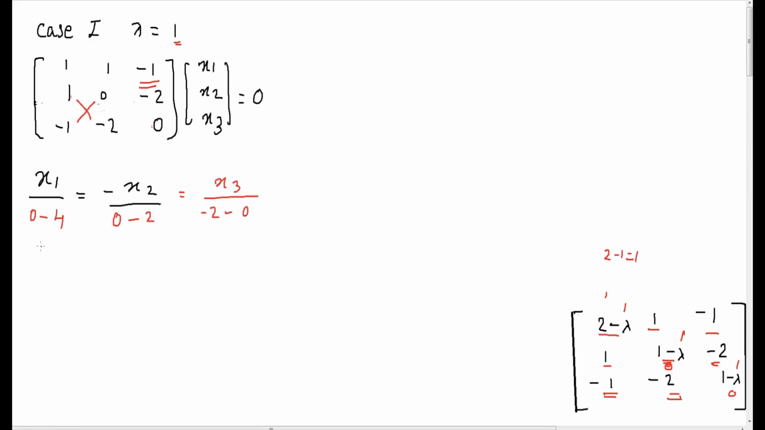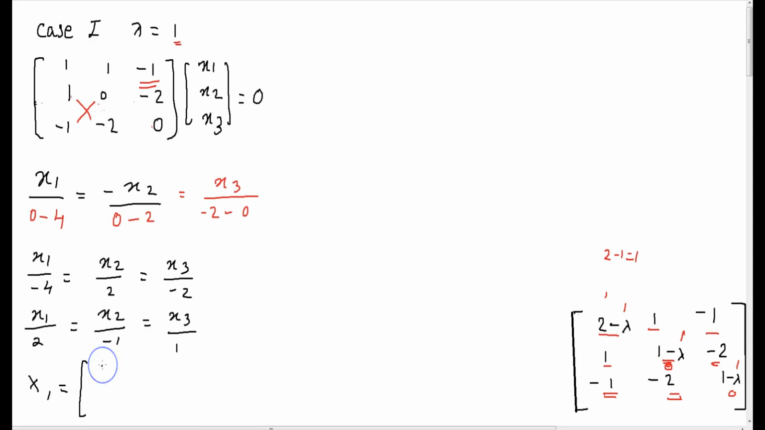Eliminating common factor -2 from denominator, then we get x1 by 2 equal to x2 by -1 equal to x3 by 1. That gives the vector x1 equal to 2 -1 1. 2 -1 1 is the eigenvector corresponding to lambda equal to 1.